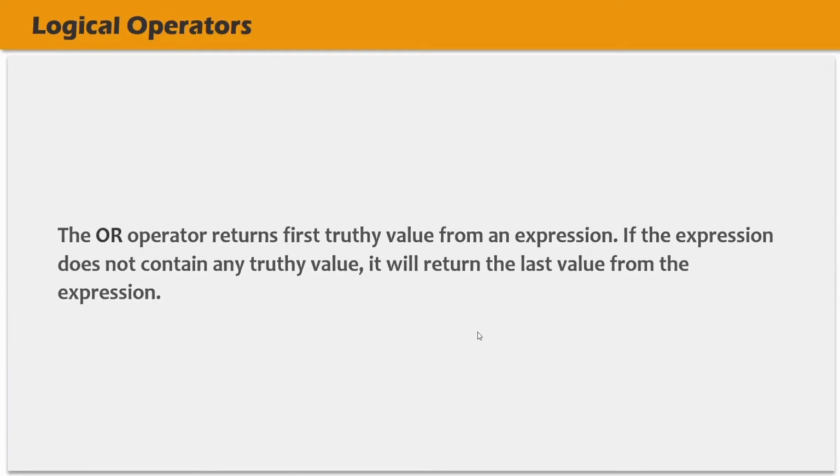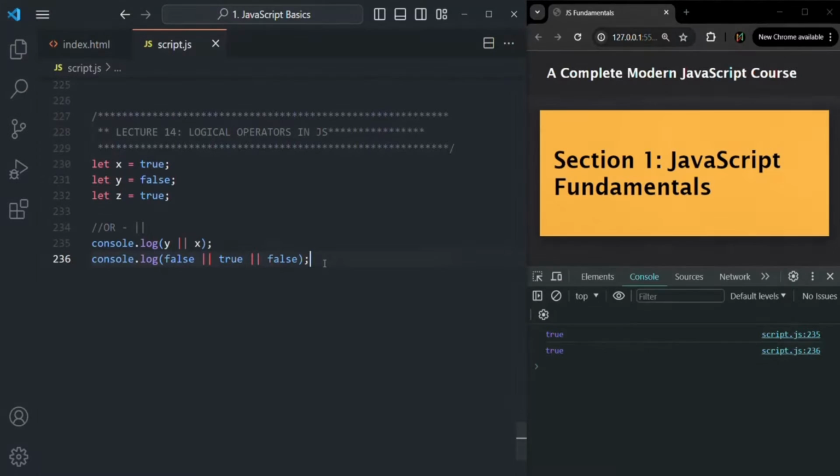Remember that the OR operator always returns the first truthy value from an expression. And if the expression does not contain any truthy value, it will return the last value from the expression. Let's try to understand it with an example. So let me comment these two console.log statements.